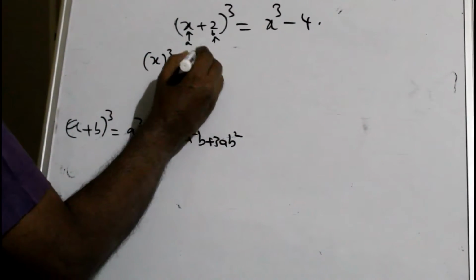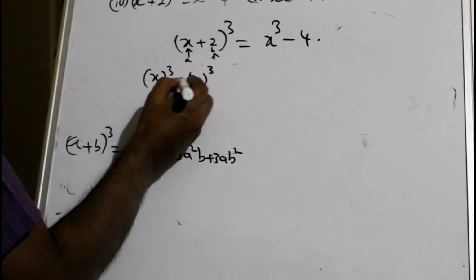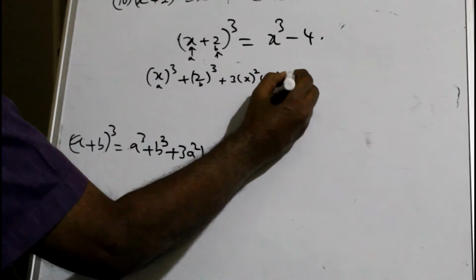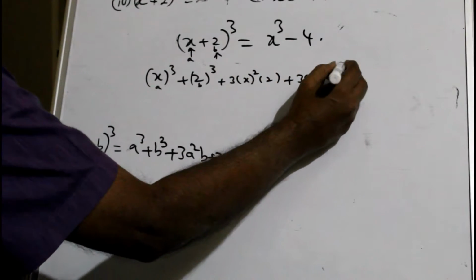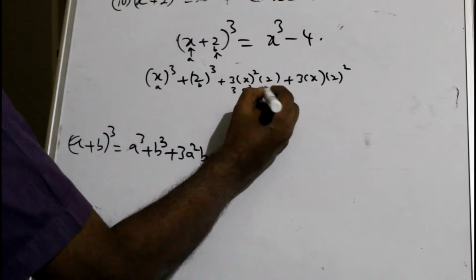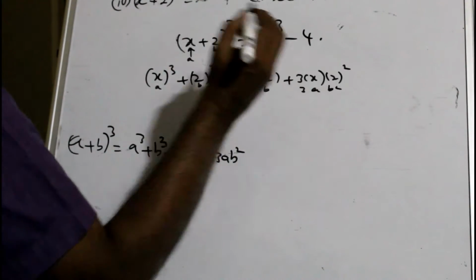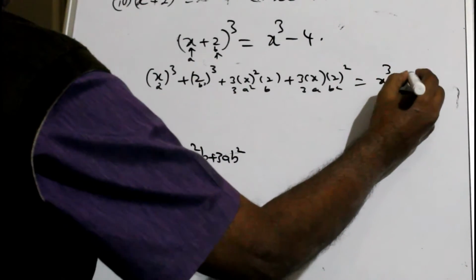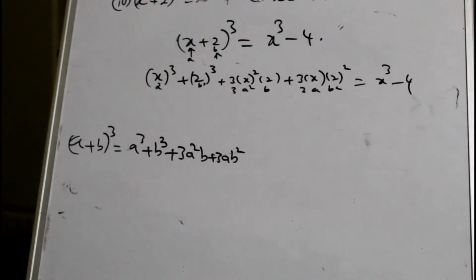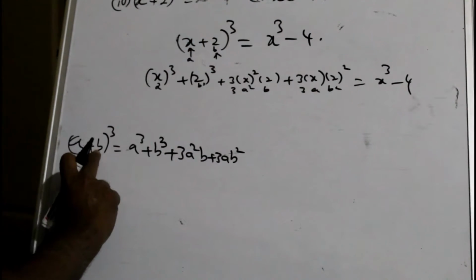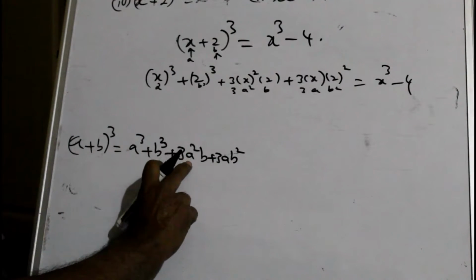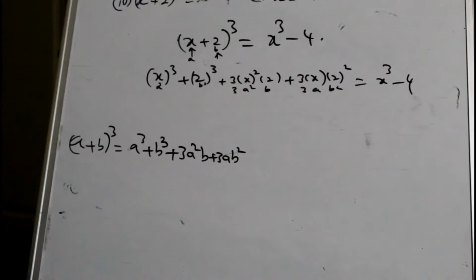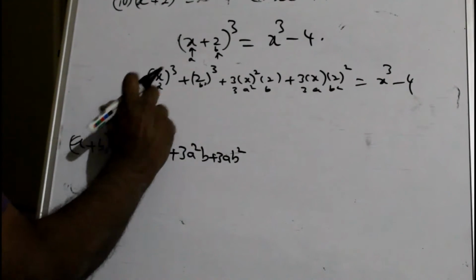x cube plus 2 cube, this is a cube, this is b cube, plus 3 into x square into 2 plus 3 into x into 2 square, that is 3a square b, 3ab square. This is equal to x cube minus 4. So again look here, this is the use of the formula a plus b the whole cube, it's a cube plus b cube plus 3a square b plus 3ab square. If you want, you can write formulas on a separate page or the last page for reference. So this is a plus b the whole cube.